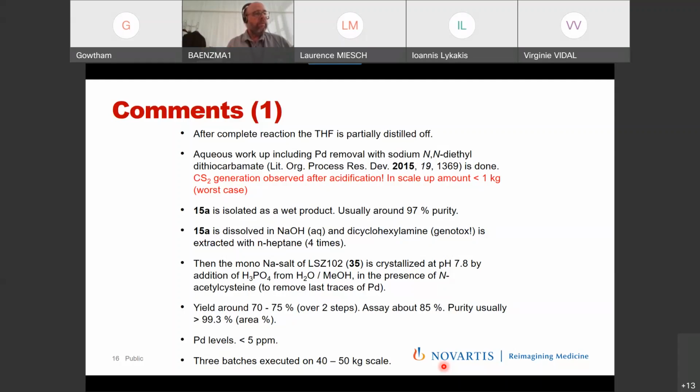N-acetylcysteine to remove last traces of palladium, and the product could be isolated in about 70 to 75% yield. The purity was usually about 99.3, and the palladium levels were less than 5 ppm. There were 3 batches executed on 40 to 50 kilogram scale.